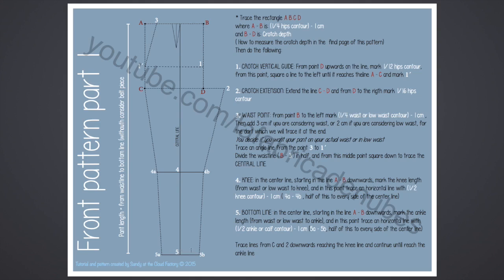There you have to trace again a horizontal line, and that horizontal line has to be half of your ankle contour, reducing 1 centimeter. Then you have to join the point 3 with the point 1 prime with this angle line to get the shape of the side of your pant. Let's go to the next page.